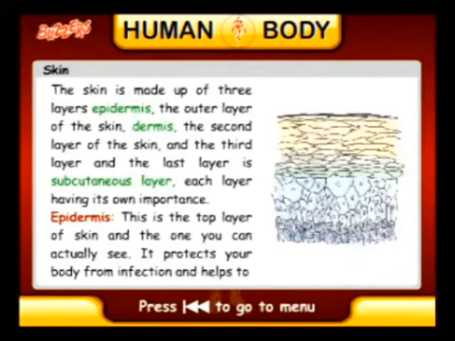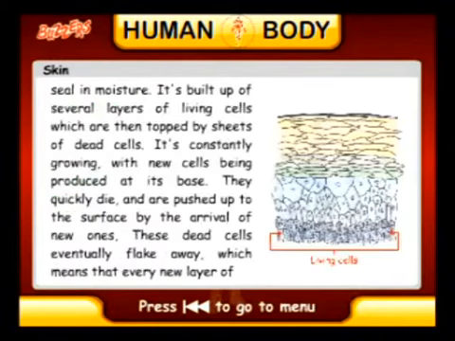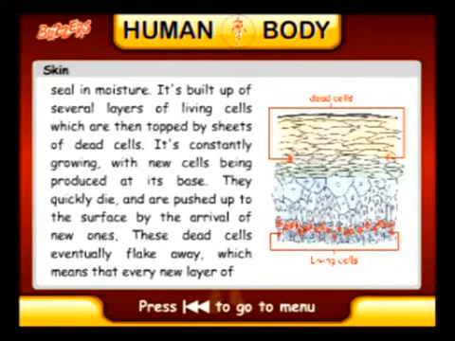Epidermis. This is the top layer of skin and the one you can actually see. It protects your body from infection and helps to seal in moisture. It's built up of several layers of living cells, which are then topped by sheets of dead cells. It's constantly growing, with new cells being produced at its base. They quickly die and are pushed up to the surface by the arrival of new ones.